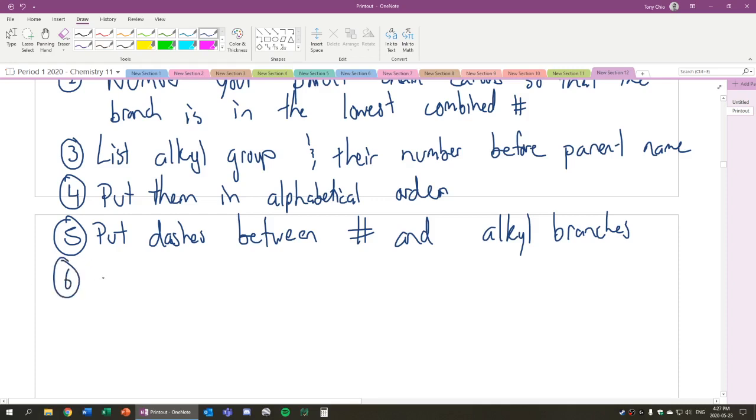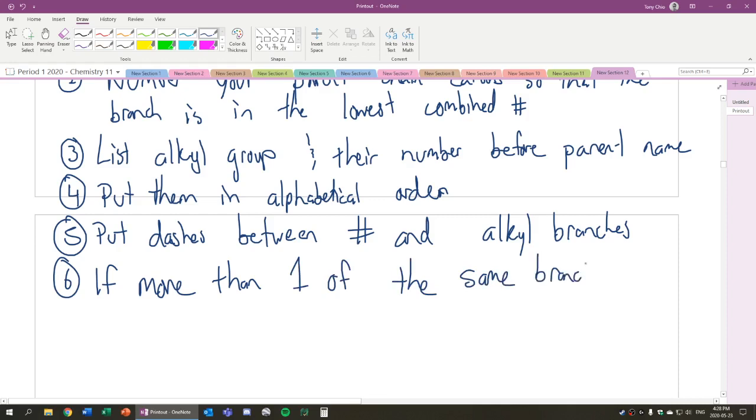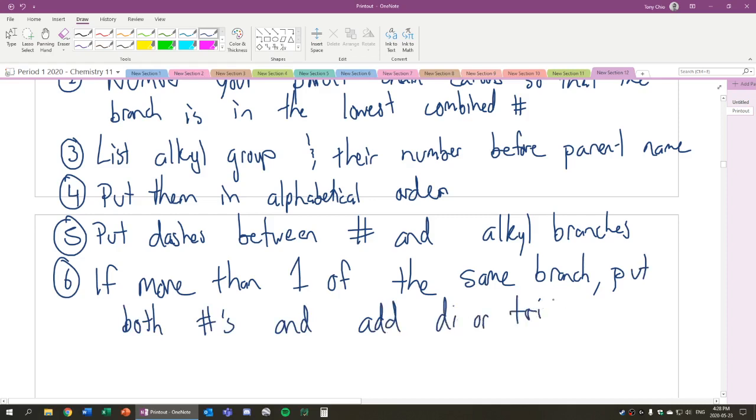Now number 6, okay? If there is more than one of the same branch, put both numbers and add di or tri before the alkyl name. So there's a lot of steps here, but once we get to naming them, it'll become a lot easier. So let's go over this.